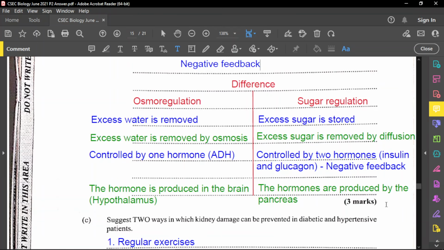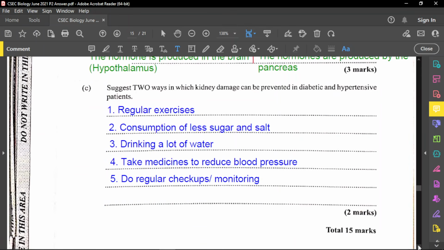the pancreas. All right, for part C, which suggests two ways in which kidney damage can be prevented in diabetic and hypertensive patients. One, they can do regular exercises. And of course, these things will take waste out of the body to reduce excess buildup. So anything that reduces waste or intake of waste is very important in preserving the kidneys. All right, so regular exercise is definitely good.